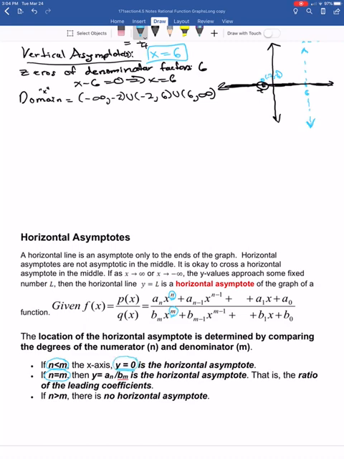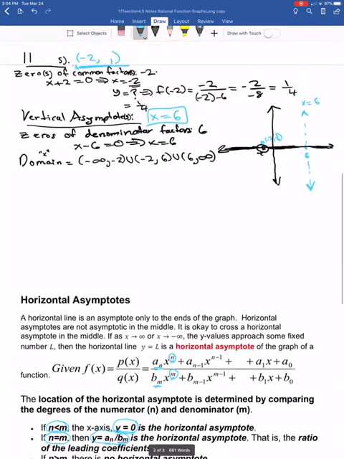If the degrees are equal, we're going to find the leading coefficients of the two polynomial functions. This example is a sub n and b sub m, and we're going to find the ratio of those two numbers. So a sub n divided by b sub n will be the location of your horizontal asymptote if the degrees are equal. And if n is greater than m, there is no horizontal asymptote.